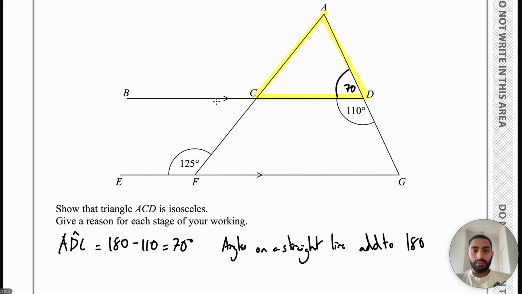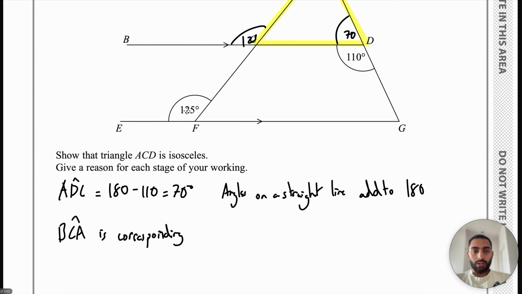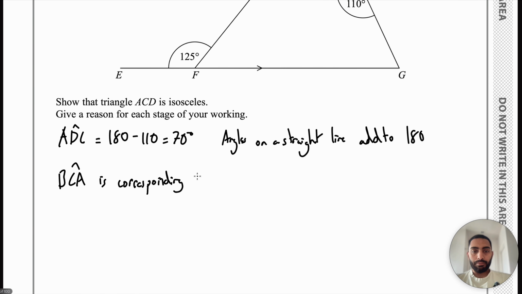The next one that I can see is I've got corresponding angles, so I'll just highlight it. I've got an upside down F shape going on here. So this 125 will be corresponding with this angle over here at C. So I'll write that in. That will be 125. So BCA is corresponding to this angle 125 at EFA. And that means it's equal.